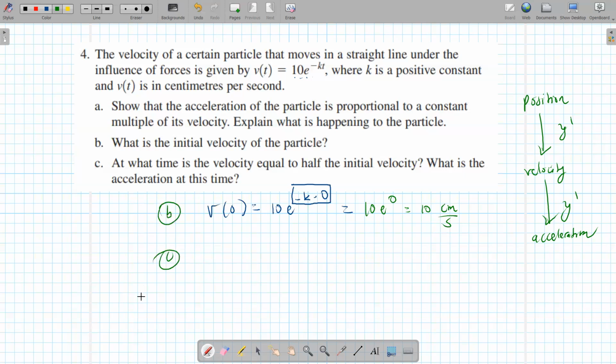C, at what time is the velocity equal to half of the initial velocity? So the velocity is halved. What is it going to be in this case? 5. So you have 5 equals 10 e to the negative kt. I think the answer is going to be in terms of k. It doesn't matter. Next, divide both sides by 10. You get 0.5 equals e to the negative kt. Now from here, it's a little bit more difficult. How do you solve this equation for t?